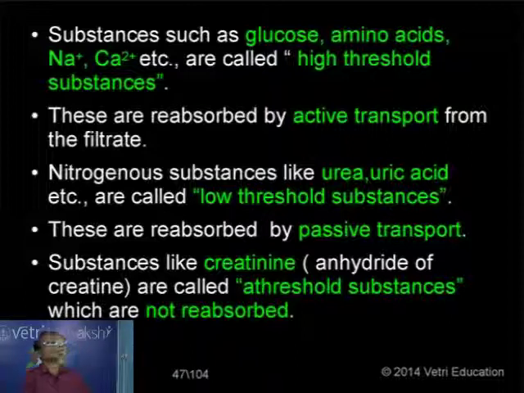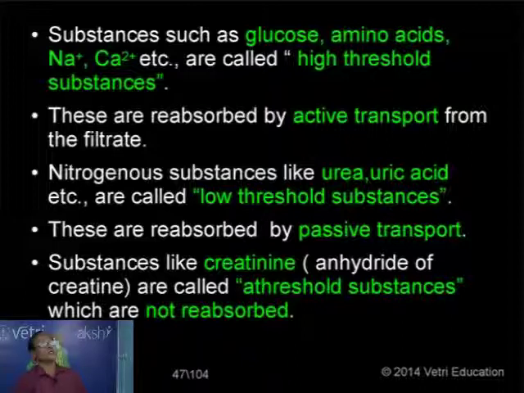And these substances are reabsorbed by means of passive reabsorption or passive transfer. So those present in lower concentration but absorbed actively are called high threshold substances. Those found in high concentration in the filtrate and absorbed by passive transport are called low threshold substances. The examples are urea and uric acid. And some substances found in the filtrate are never reabsorbed. They are called A-threshold substances. An example is creatine, creatinine.